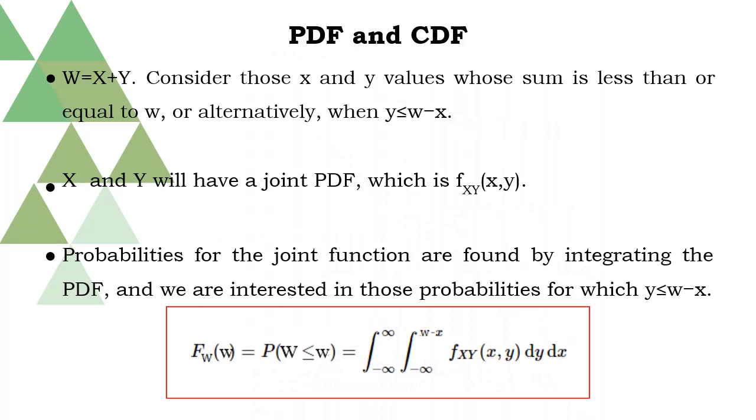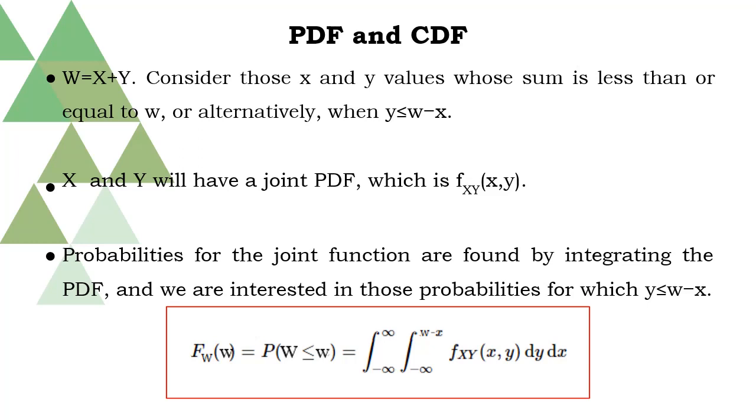We know that W is equal to X plus Y. Then F_W(w), the CDF of W, would give the probabilities associated with that random variable. Therefore, we need to consider those x and y values whose sum is less than or equal to w, or alternatively when y is less than or equal to w minus x.